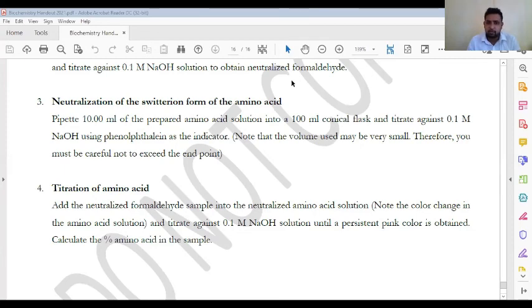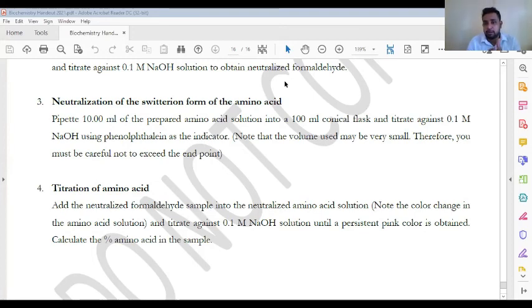So what is exactly meant by zwitterionic form? Come on, you know that. One student has mentioned in the chat that nitrogen does not have a great charge, but it contains a positive charge, and oxygen can have a negative charge. Yes. So a zwitterion or zwitterionic compound is anything having a positive charge as well as a negative charge within the same molecule.